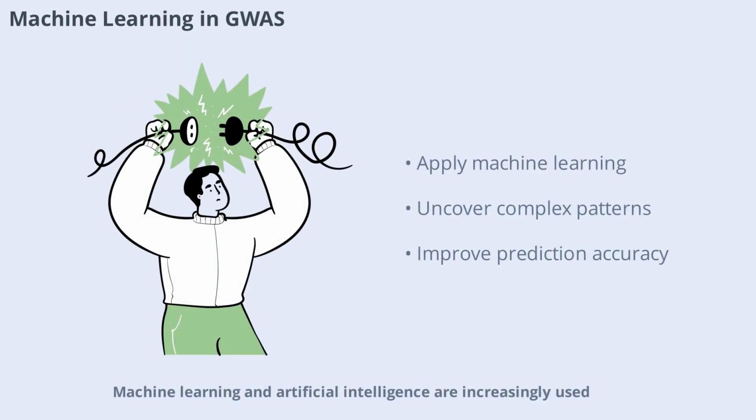Machine learning and artificial intelligence are increasingly used in GWAS to analyze complex data and identify patterns. These tools can uncover subtle genetic associations and predict disease risk with greater accuracy. The integration of AI promises to accelerate genetic discoveries and enhance our understanding of health and disease.